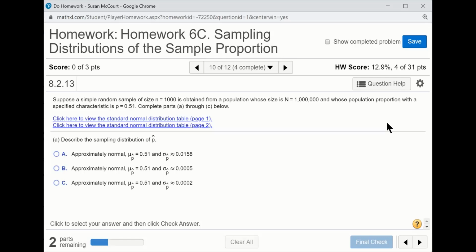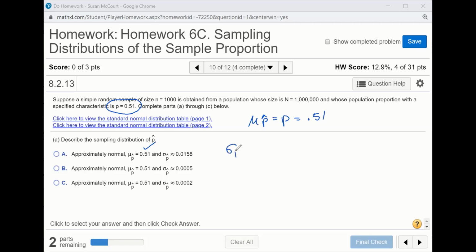So find the sampling distribution of p hat. Well, we've got to check that it's normal, but all of our choices are normal, so we don't really have to check. But you would do n times p times 1 minus p, okay? So I'm going to skip that because they're all normal choices. Our mu sub p hat is equal to 0.51. We know that from here. So mu sub p hat is always equal to p, so 0.51.